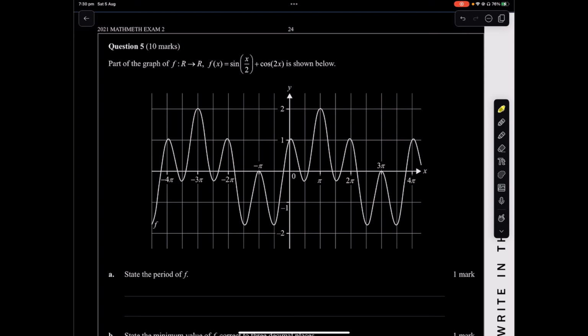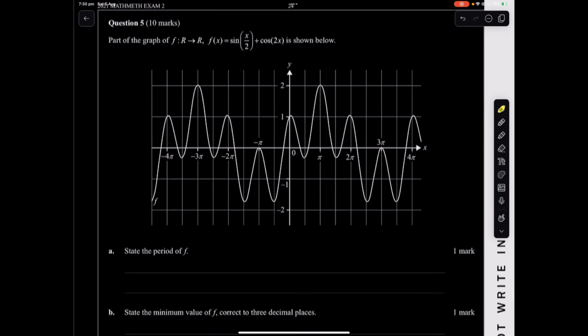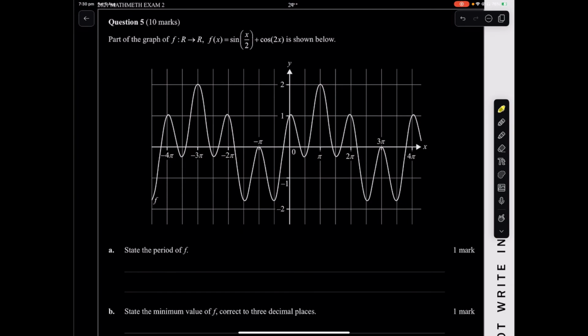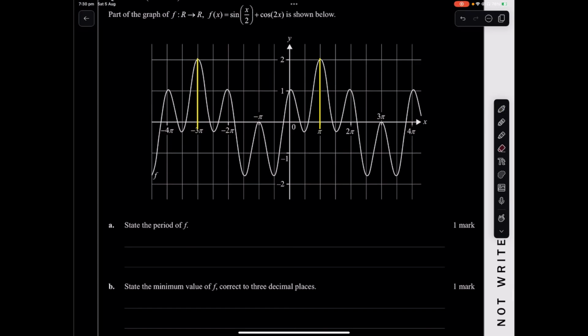Okay, part of the graph of f is this. So it's addition of 2 graphs. State the period. So the period is what's repeating. So I'm just going to do this over here. I'm going to pick this value and this value. Find the difference. That should give us our peak value. So pi minus negative 3 pi, 4 pi is your period.